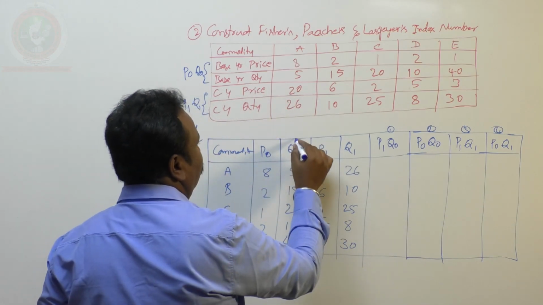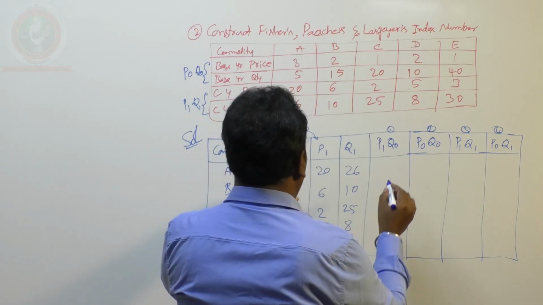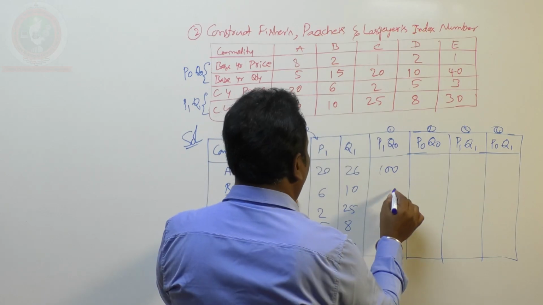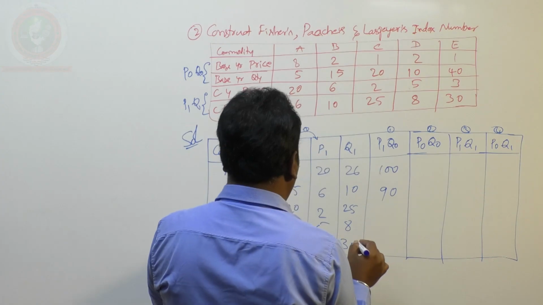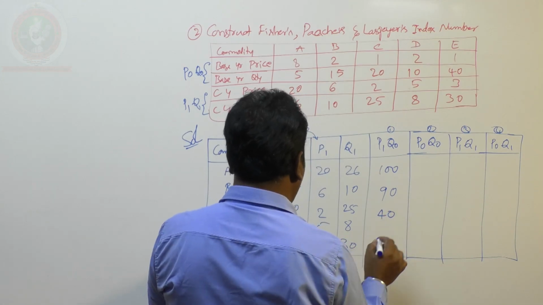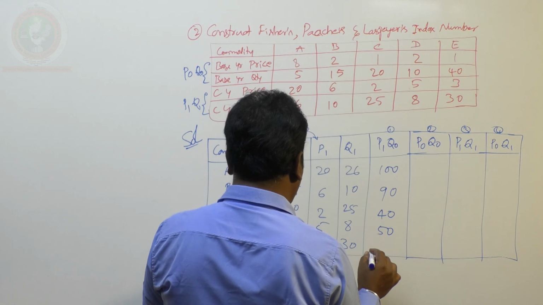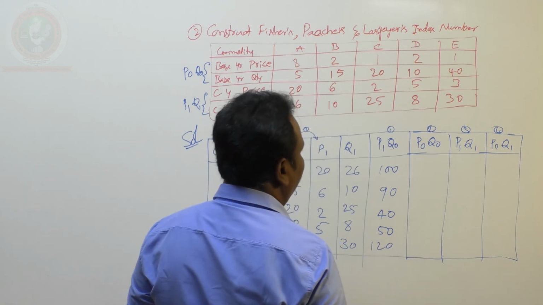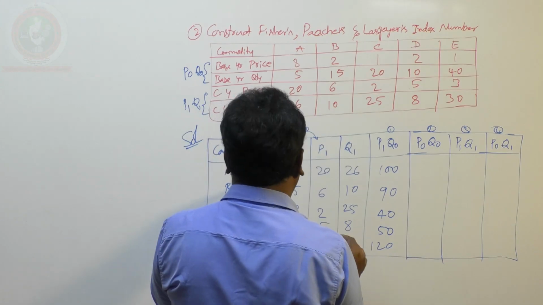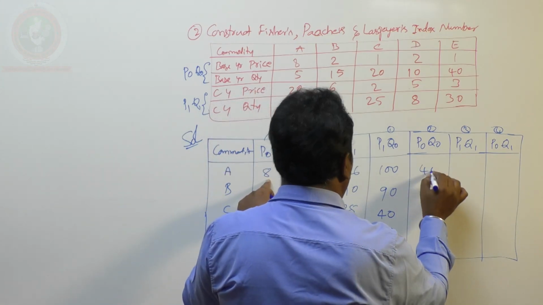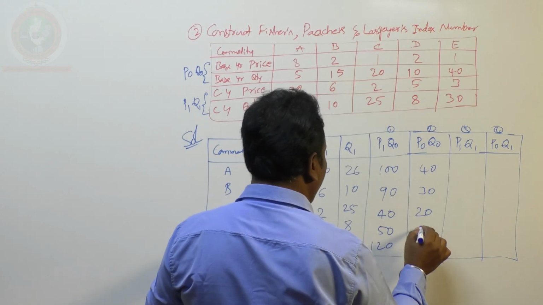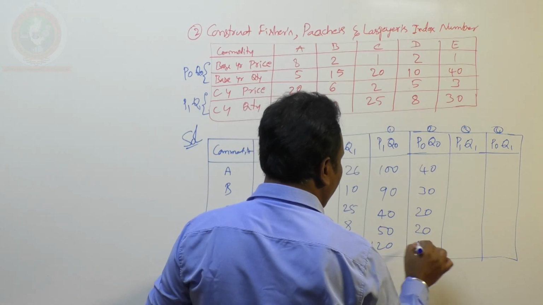First, P1 Q0, the multiplication of these two: 5 into 20 is 100, 15 into 6 is 90, 20 into 2 is 40, 10 into 5 is 50, then 40 into 3 is 120. Then P0 Q0, the second column: 8 into 5 is 40, 2 into 15 is 30, 1 into 20 is 20, 2 into 10 is 20, 1 into 40 is 40.